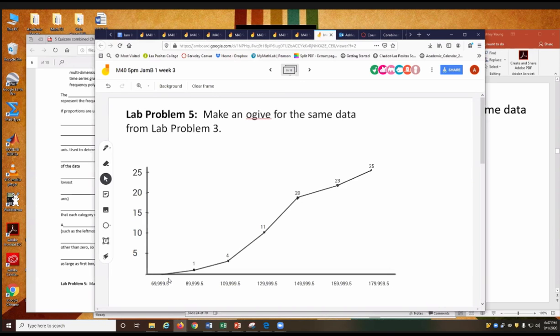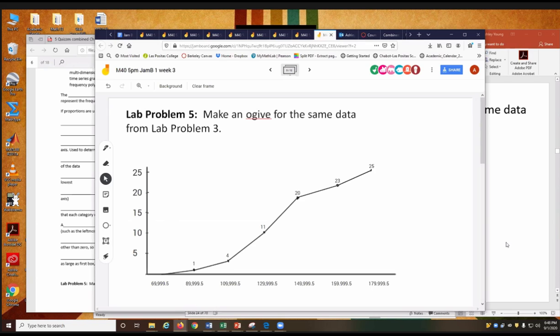Now you create an imaginary class in front, because you have to anchor it in front, not in back. What's the class in front? Well, it should end with an upper boundary of 69,999.5. What's the frequency of that imaginary class in front? Zero. So this is perfect. These are the classes that you have, the upper boundaries and the classes that you have. And then you have to make an imaginary class in front that has a frequency of zero. So that would be the upper boundary for that class there.